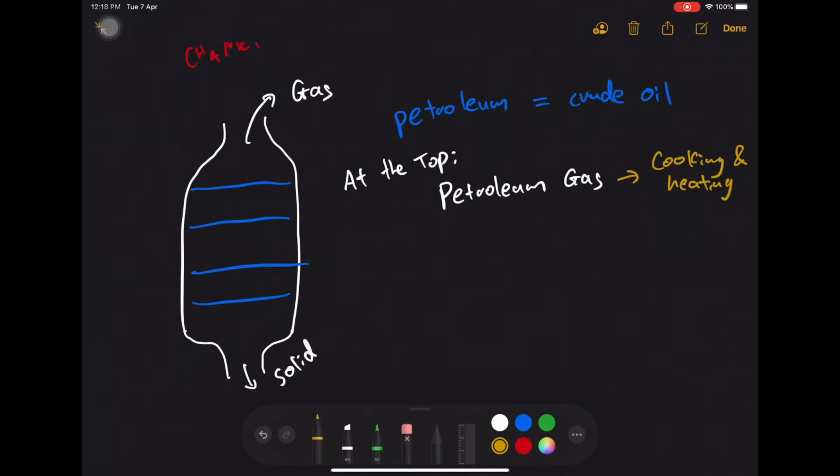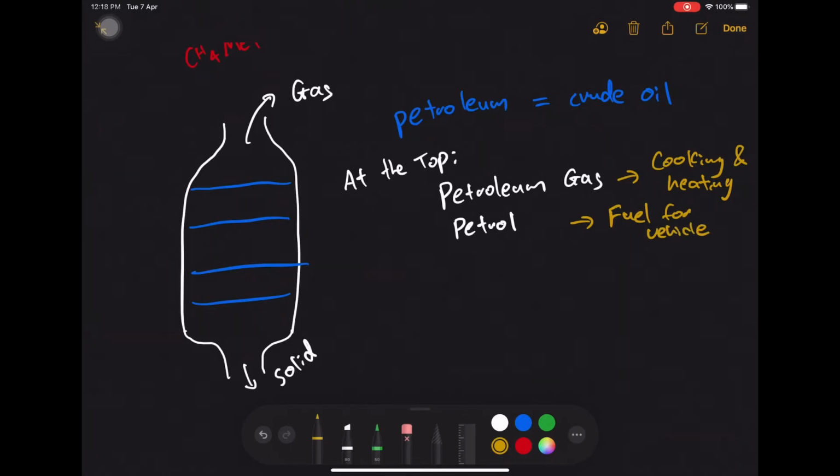Okay, so followed by that we have our petrol. As you go down from this column, you're getting from gas all the way down to liquid, then solid, because of the different boiling points. So next we have our petrol. And what is petrol used for? It's used for vehicles, right? Fuel for vehicles. In order for the vehicles to move, we need fuel.